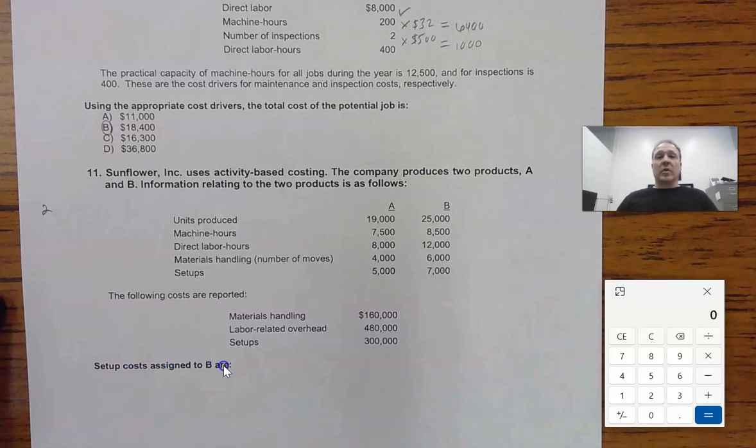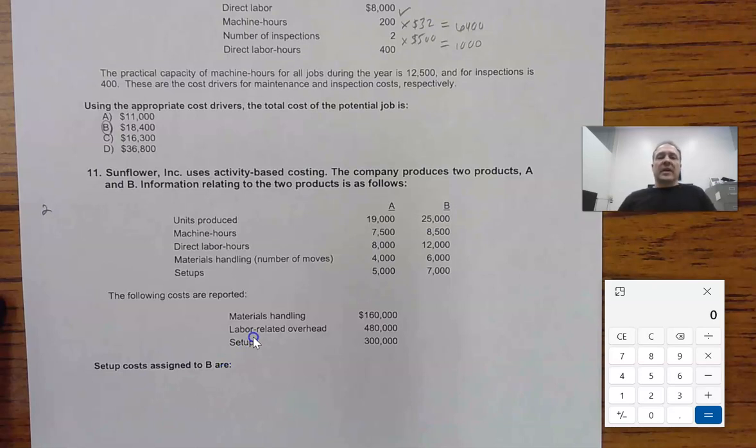This is a very, very different question. In the previous question, they wanted to know the total cost, everything included, for a specific job. That's not what this question is asking for. What this question is asking for is, on a product line basis, specifically product B, what is one component of overhead?